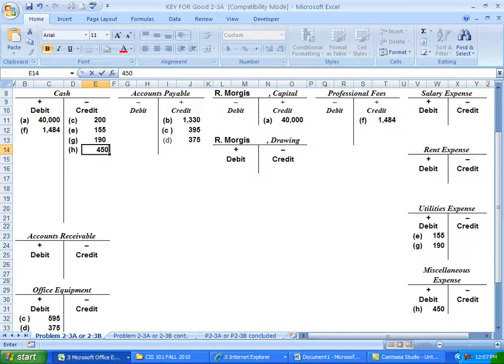And letter I, we sold professional services for cash. Our cash is going up, so we go to the plus side in transaction I. So the cash is going up for $2,575. And this is also affecting our sales, so it's our revenue account going up by $2,575.